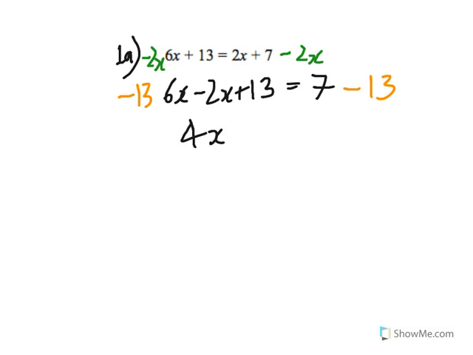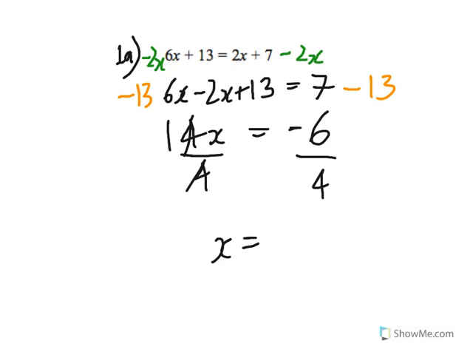And what we're going to get is 4x is equal to 7 minus 13, which is negative 6. Now to solve for x, we have to divide both sides by 4. So 4 and 4 cancel to form 1. And x will form minus 6 over 4, which simplifies to minus 3 over 2.